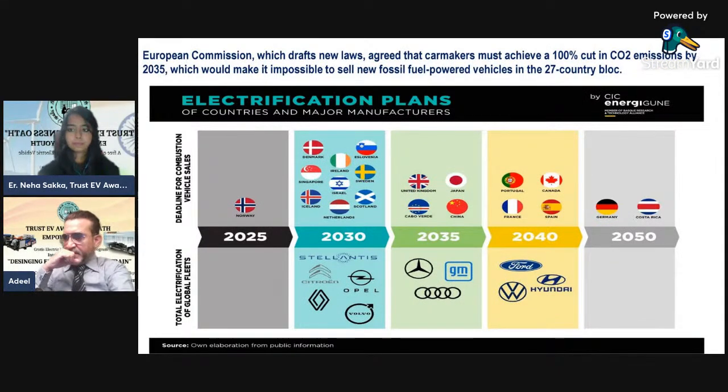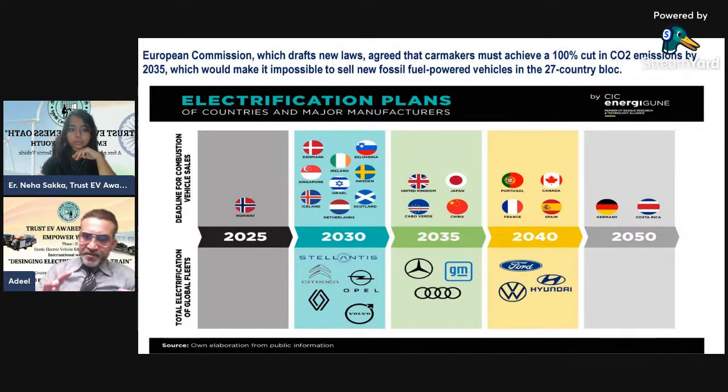I also need to tell you about what is happening in the electrification plans of the global world. For example, the European Commission, which drafts new laws, agreed that car makers must achieve a 100% cut in CO2 emissions by 2035, which would make it impossible to sell new fossil fuel vehicles in the 27 country bloc. It means in the coming years, in the whole European Union, by 2035, there will be no fuel cars, which will be by law.